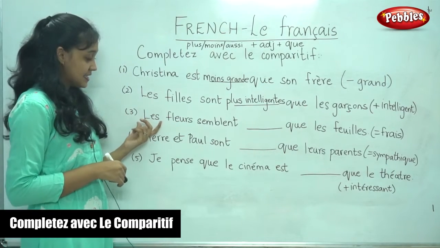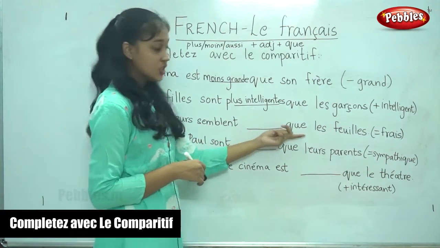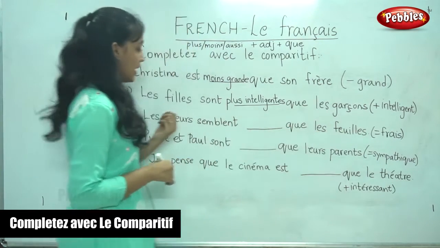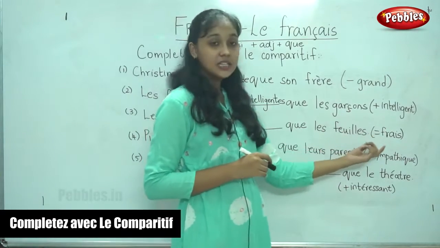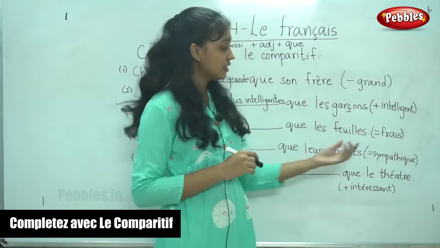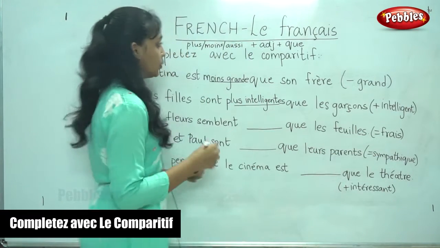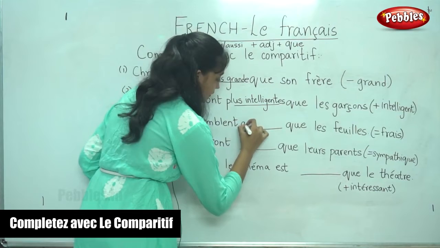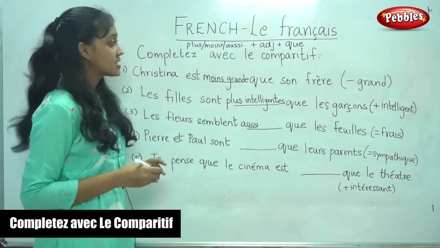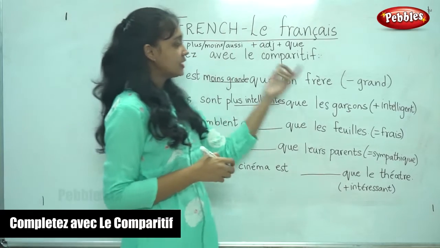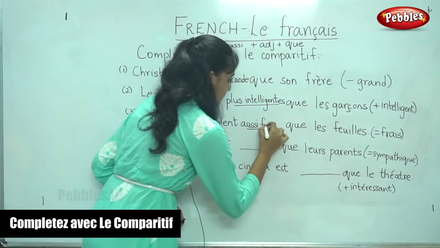The next sentence is les fleurs. The flowers semblent dash que les filles. Now, what is the word given to us? What is the symbol? The equal to symbol, right? So when there is an equal to symbol, what is the word we use? We use aussi. Aussi. And what is our next step? We need to see the adjective. The adjective given here is the word for phrase.